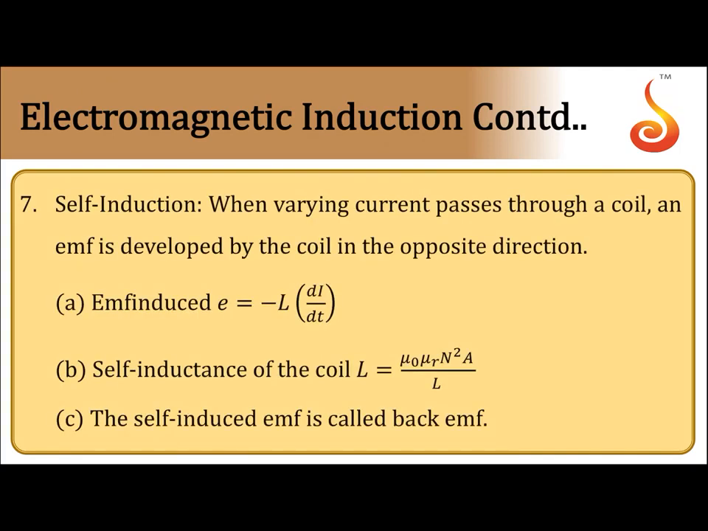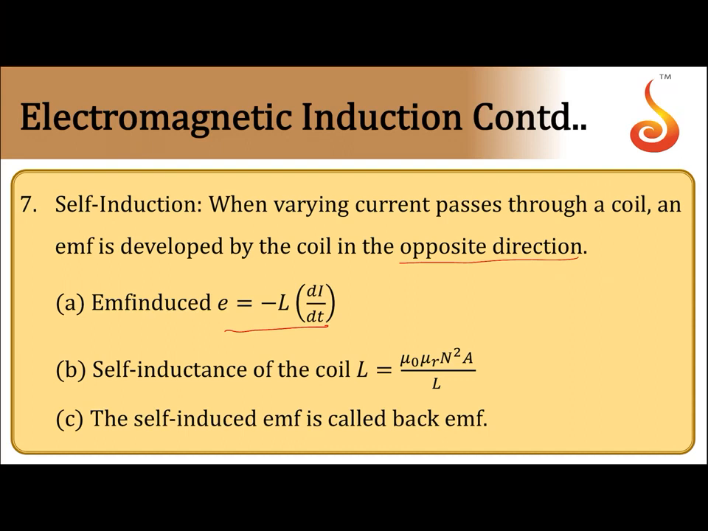So we'll move on to the next one, the concept of self-induction. When a varying current is passed through a coil, an EMF is developed by the coil in the opposite direction. This phenomenon is called self-induction. The induced EMF is E equal to minus L into di by dt, where L is the self-inductance of the coil.